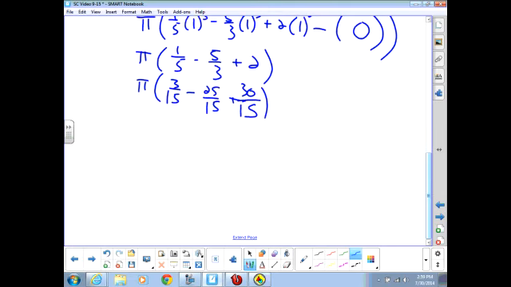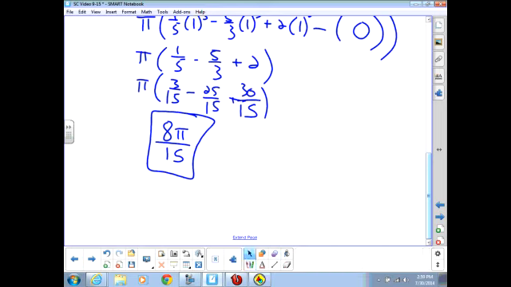When you add those up, 3 and negative 25 will give you negative 22. Negative 22 and 30 will give you 8. So we'll get 8 over 15, and we'll tack our pi on, telling us that our volume, when we rotated that region around y equals 2, is 8 pi over 15.